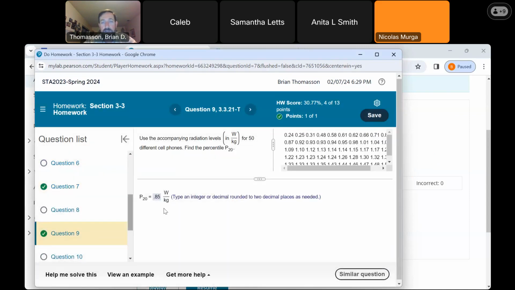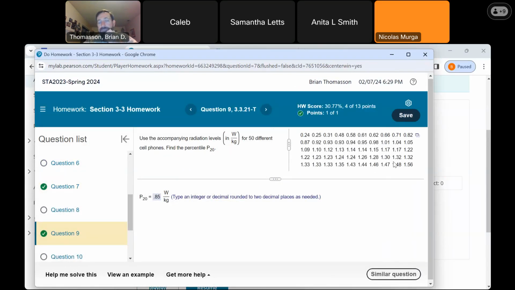Now let's look at 9, which will look very similar, but we're doing it in the opposite direction. It says use the accompanying radiation levels for 50 different cell phones. So we write back the same data set and find the 20th percentile. The first time, they gave us a cell phone radiation level and we tried to find what percentile it is. Now they're giving us a percentile and we want to find the radiation level. So we have to go the opposite direction.